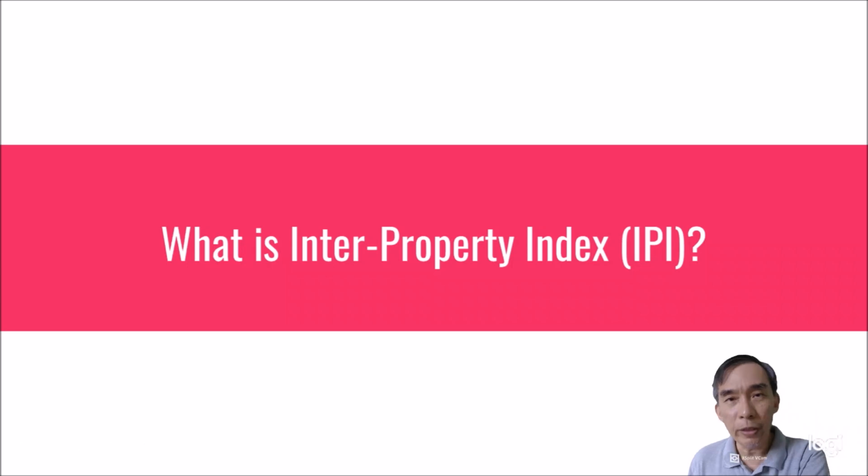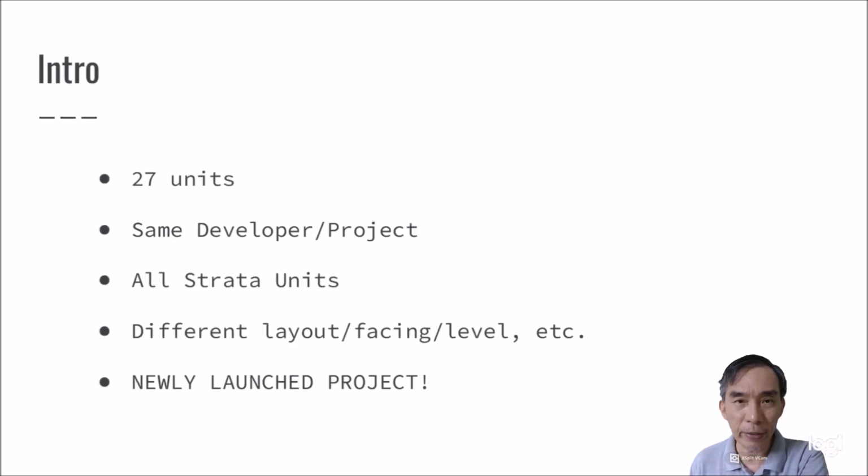What is Inter-Property Index, IPI? Let me briefly explain IPI. IPI is a method of indexing used for comparative index in property ranking. The easy thing to remember is the value of property over its benefits. It's a ratio of how much you pay over the number of benefits that you obtain from this property.